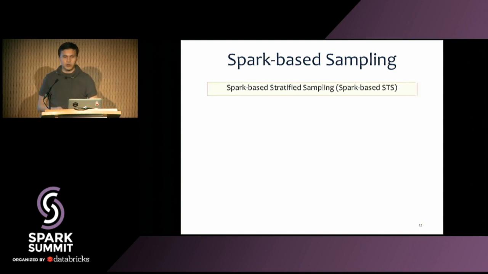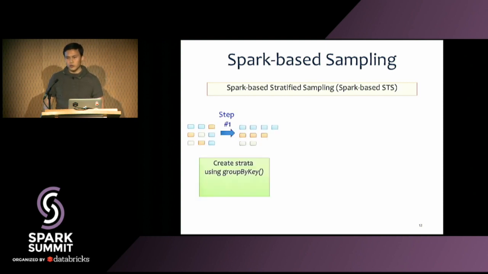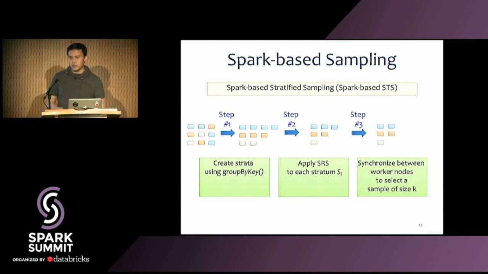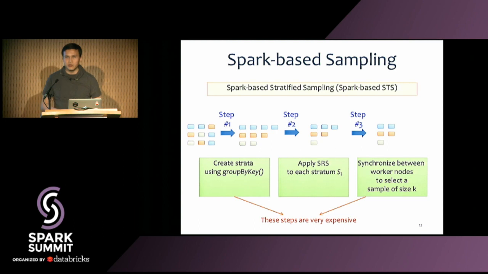And now let's see how Spark implemented stratified sampling. As a first step, Spark will make use of the group-by-key function to create strata, and for each substream, or each substratum, it will perform simple random sampling. And in the final step, it will synchronize between the worker nodes to select a sample of psi k. But it turns out that each step is also expensive, because this step also requires shuffling data through the network.